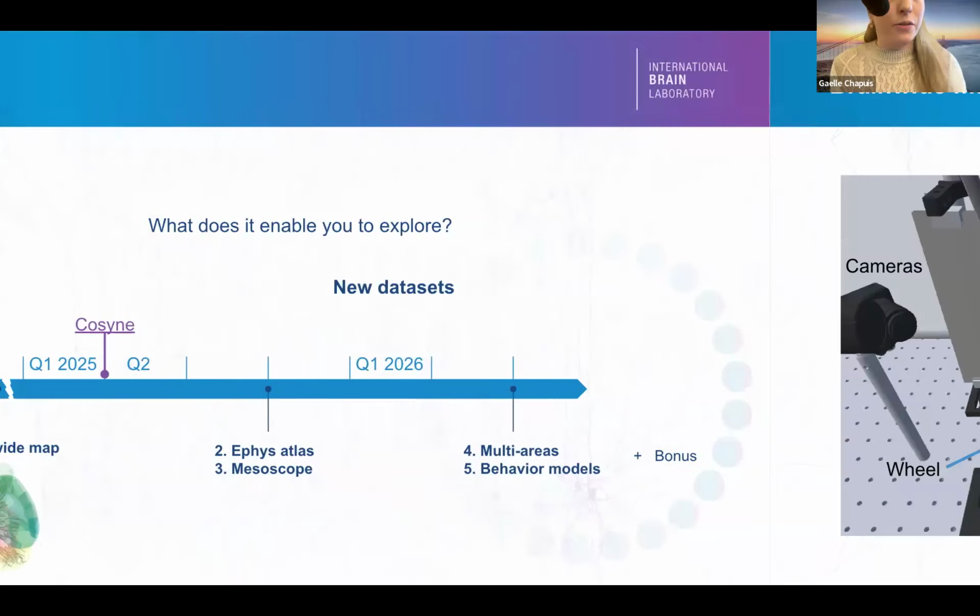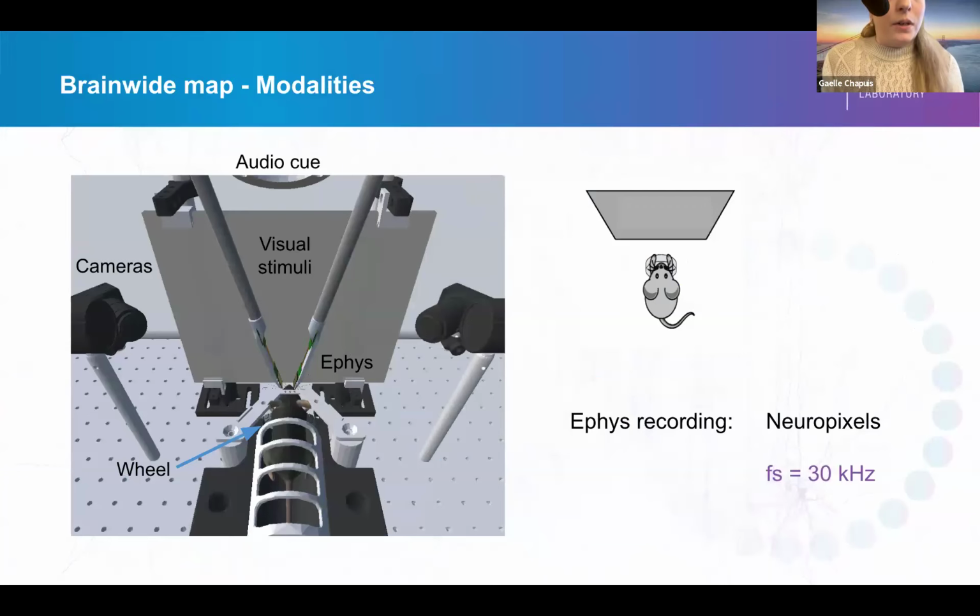Okay. So here's a recap of the modalities that we acquire in the Brainwide map dataset. We record in mice doing a behavioral task. The mouse is presented with audio and visual stimuli. We record its body position through cameras, and we record the neural activity using 2 Neuropixels probes at once. I want to mention here the sampling frequency of 30 kilohertz, because you'll see that in another dataset this is very different. And the mouse has to respond using a wheel.